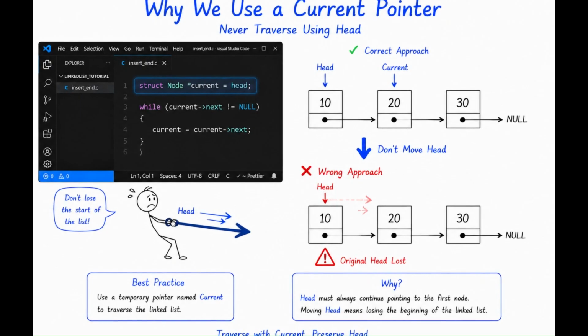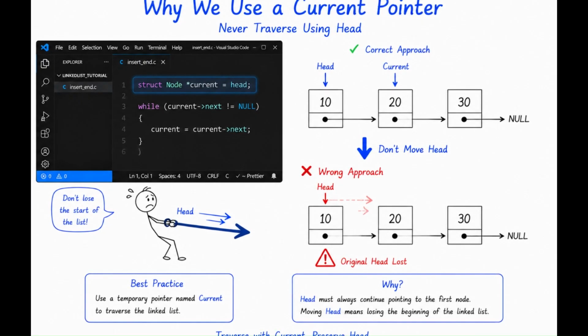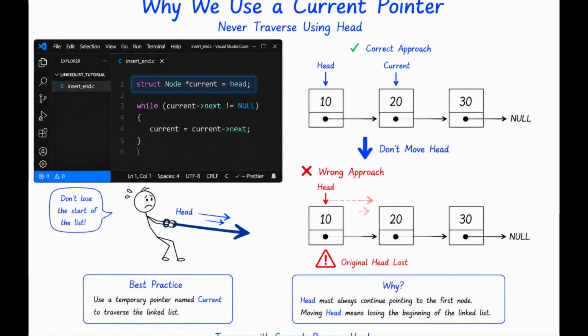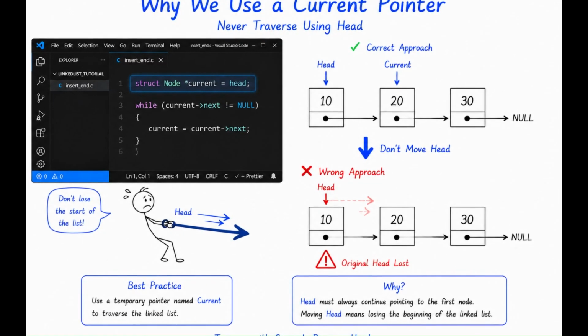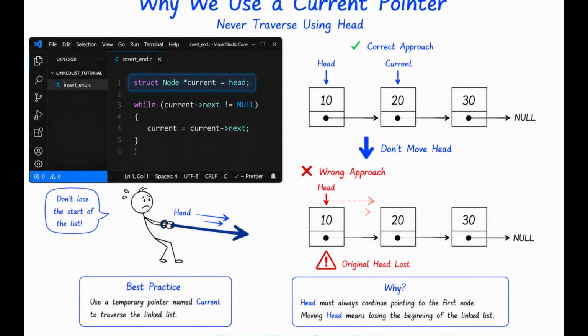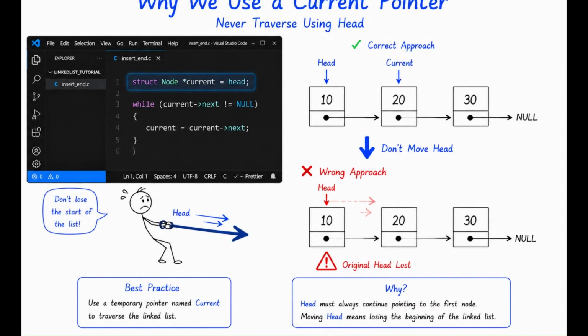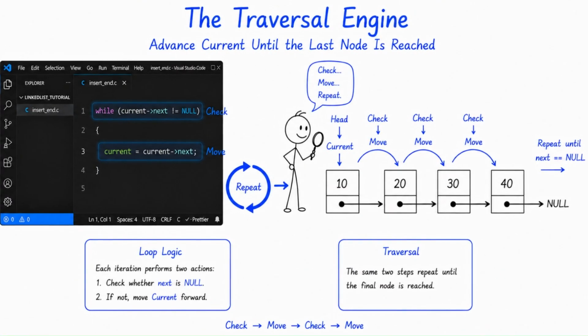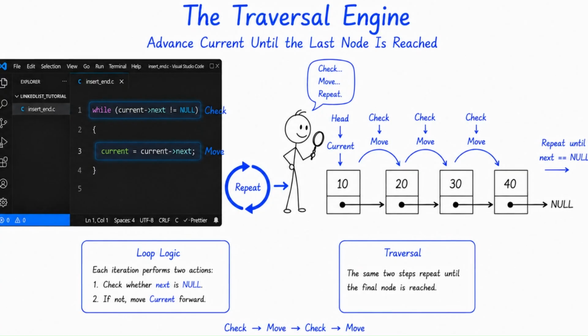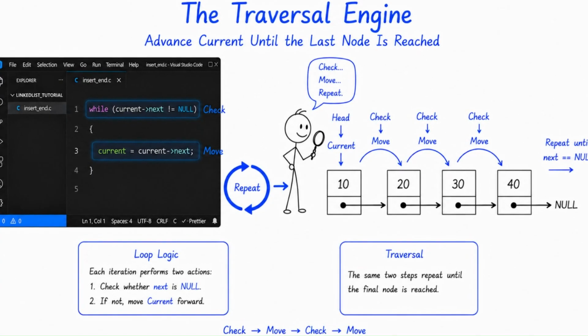This is a vital shared best practice. If we used our original head pointer to walk down the list, we'd overwrite our only reference to the start of the list, literally losing all our data. So the while loop simply says, while the next node isn't null, advance the current pointer to that next node.